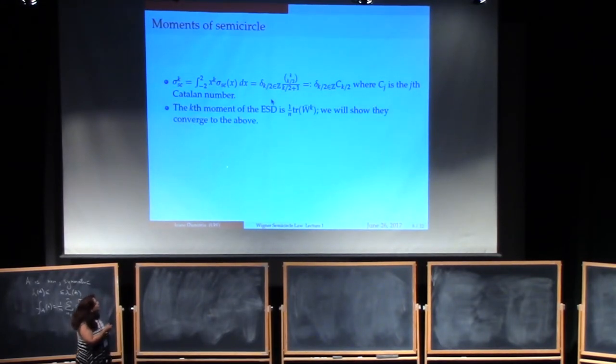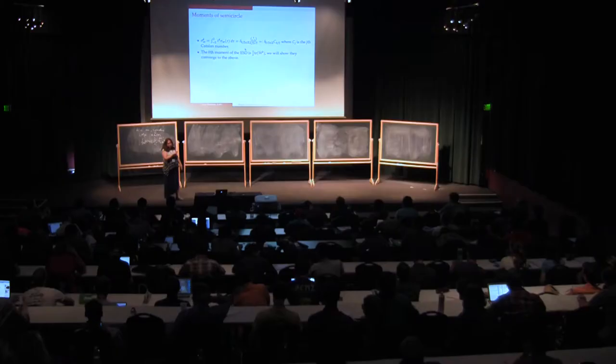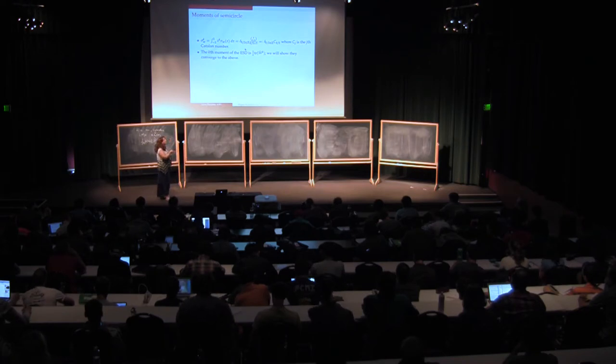Okay. So, in other words, if I were able to show that for any k, the kth moment of the empirical spectral distribution converges to these Catalan numbers, I'd be done. It would follow that the distributions converge weakly in probability to the semicircular distribution, which is my goal. What are the moments of the ESD?